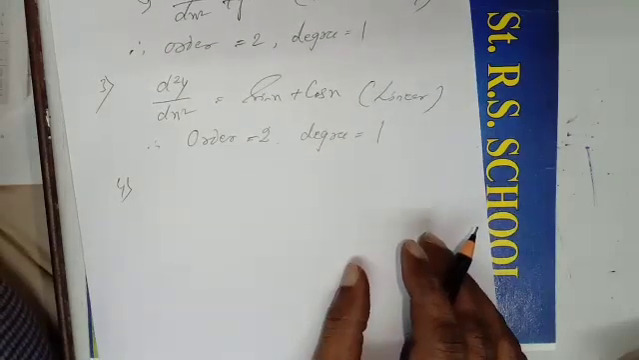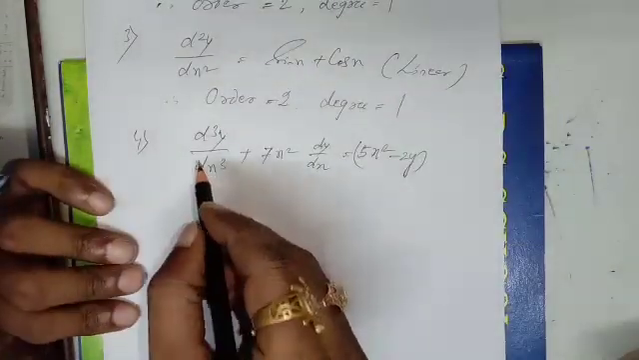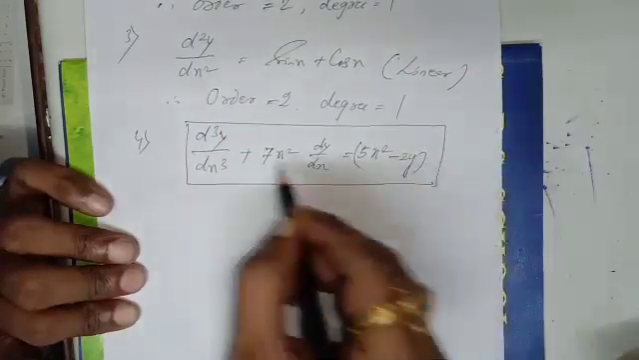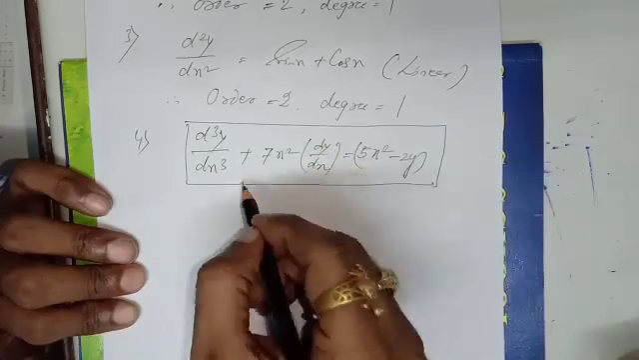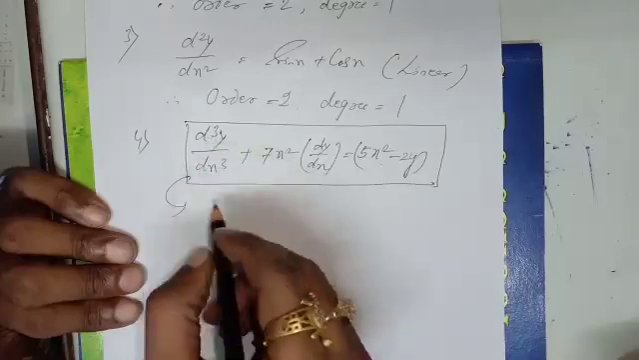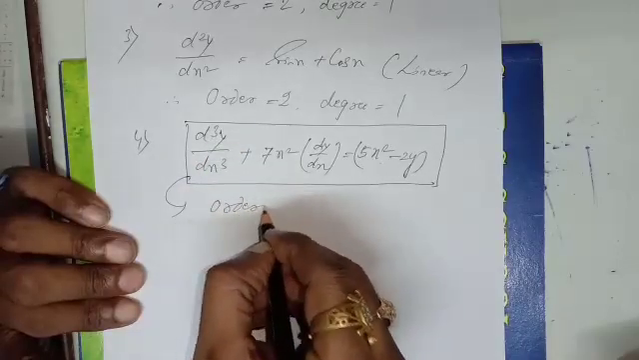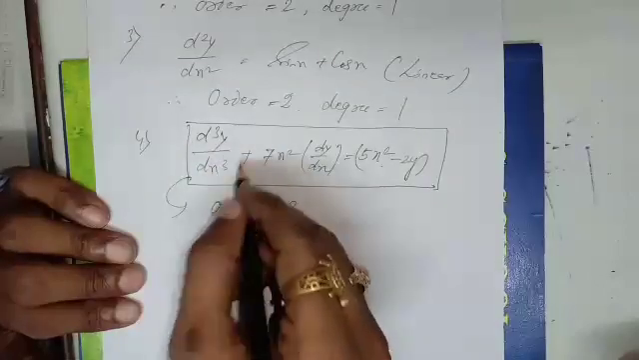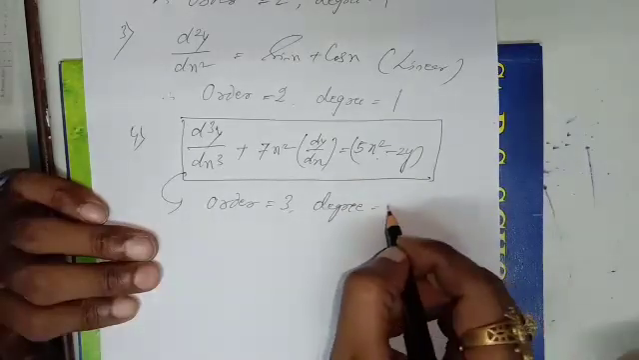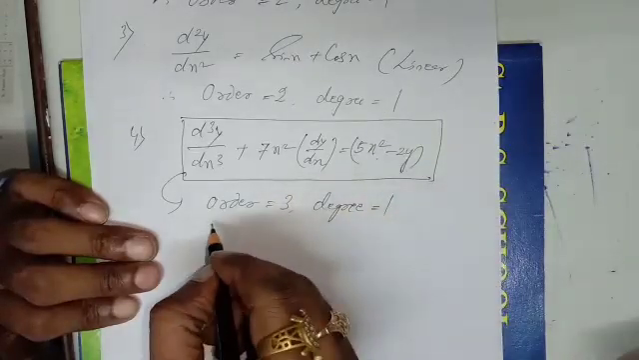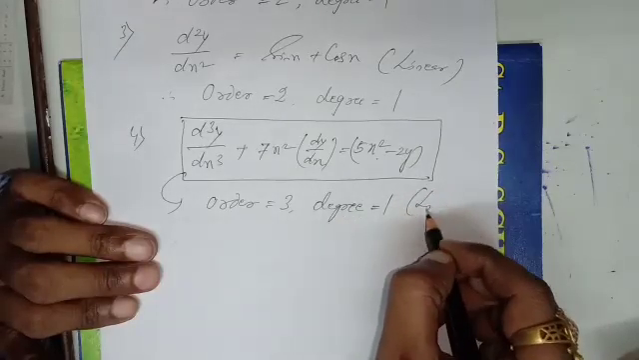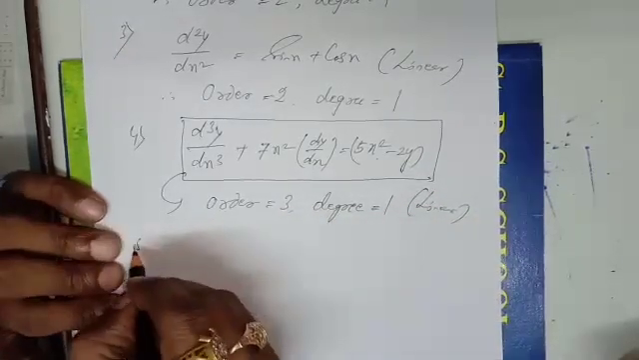See the question number 4: d cube y by dx cube plus 7x square into dy dx is equal to 5x square minus 2y. This is a third order derivative, the highest order. The order is 3, and the degree, the power of the highest order derivative, is 1. It is a linear differential equation. Let us go to the next question, number 5.